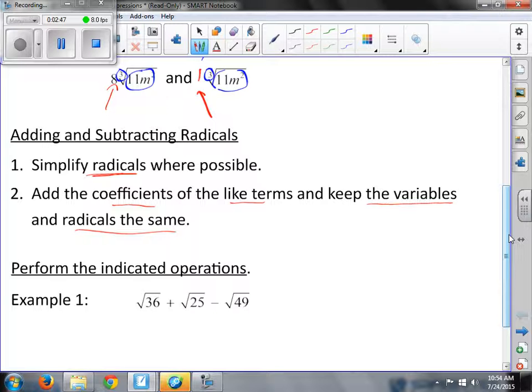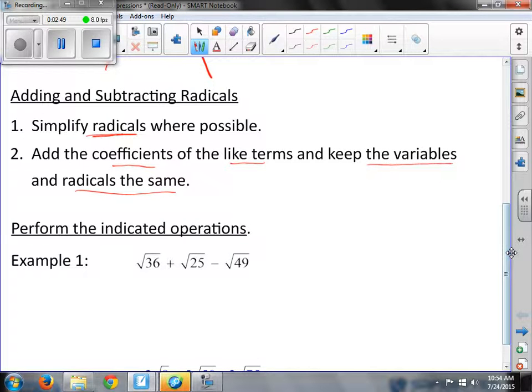So we'll start off with the first example. If we simplify the square root of 36, that becomes 6. If we simplify the square root of 25, that becomes 5. If we simplify the square root of 49, that becomes 7. So now we have 6 plus 5 is 11, minus 7 is equal to 4. After we simplified them, they were like radicals.